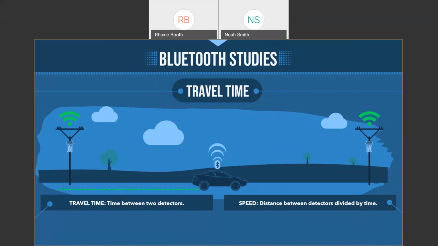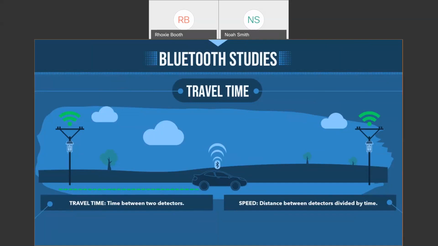Second type we're going to mostly be seeing is travel time, a little more straightforward than origin destination. This is just going to give you a travel time between 2 different detectors. Or if you've got a longer stretch of roadway, travel time between a string of different detectors. You also get the speed between the 2 detectors.